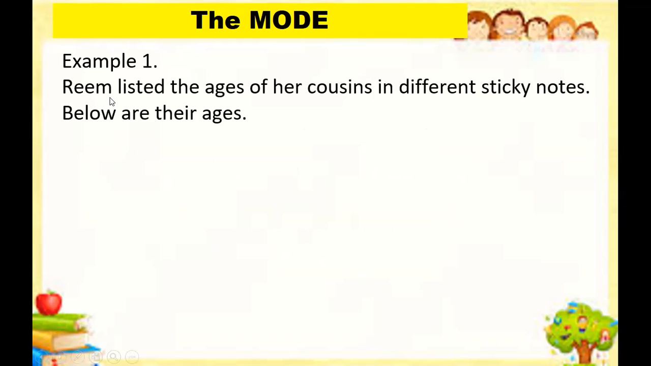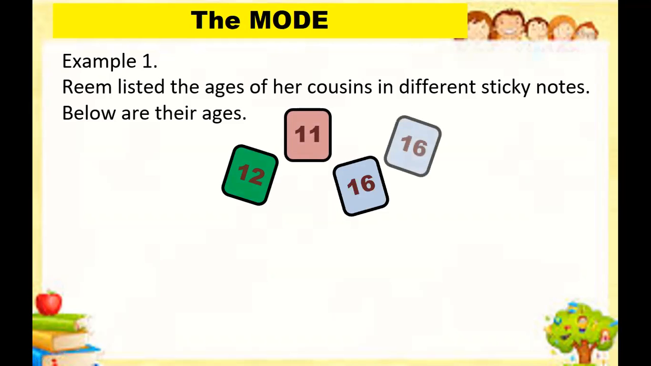Let's read this. Rim listed the ages of her cousins in different sticky notes. So meaning Rim gathered the ages of her cousins. Let's see the ages of her cousins. One of the cousins of Rim is 12 years old, 11 years old, 16 years old, another 16 years old, and 15 years old, and the last one is 16 years old. So these are the ages of the cousins of Rim. So how are we going to find the mode of the ages of her cousins?